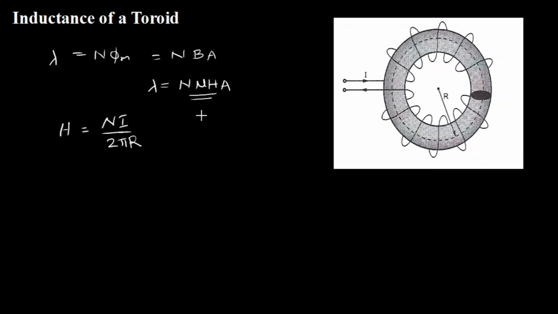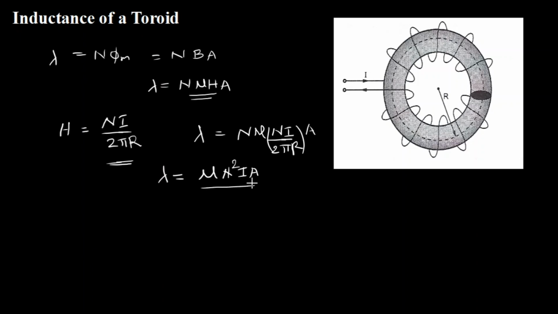N I by 2 pi r is my H. If I know this is my H, then I can write the flux linkage as N mu, substituting H as N I divided by 2 pi r, into A. So this N I by 2 pi r is nothing but H. And further, N into N is N square. So I will write it in a better format: mu N square I A divided by 2 pi r. So this is my total flux linkage.